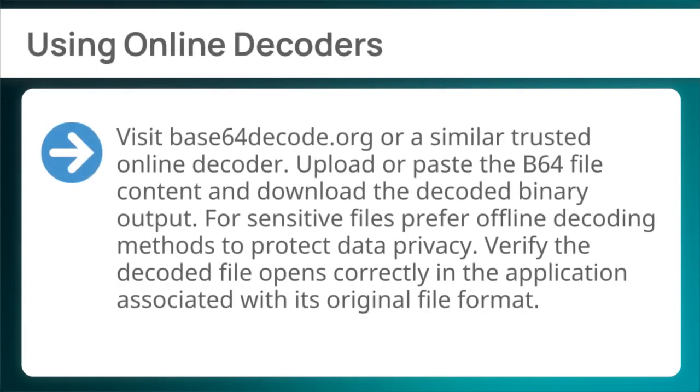Next, using online decoders. Visit base64decode.org or a similar trusted online decoder. Upload or paste the B64 file content and download the decoded binary output. For sensitive files, prefer offline decoding methods to protect data privacy. Verify the decoded file opens correctly in the application associated with its original file format.